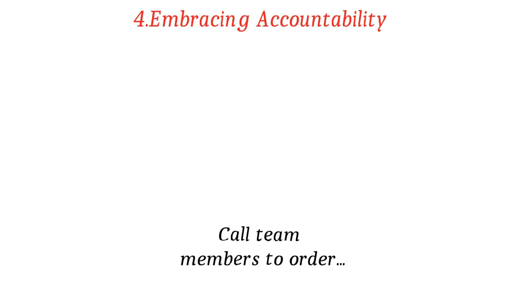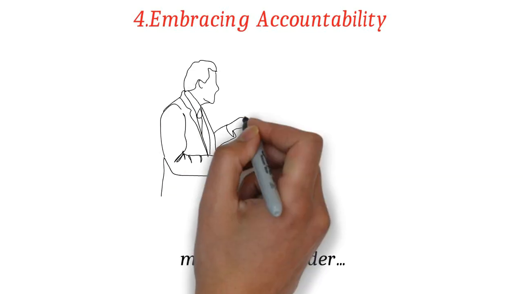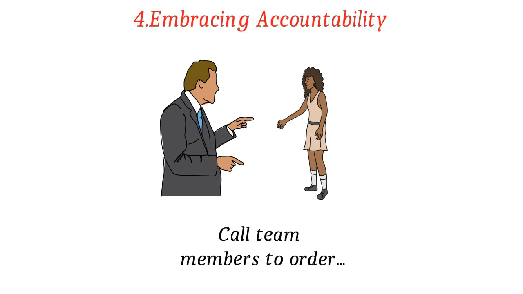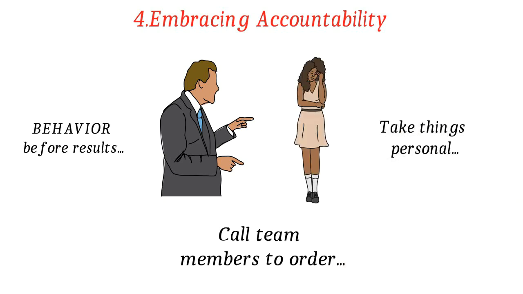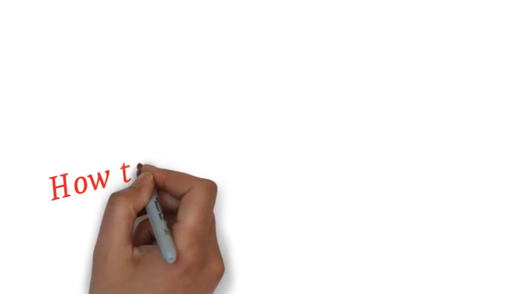Being accountable refers to the ability of team members to remind one another when they are not meeting the performance standards of the team. However, it's not easy to give people critical feedback, making accountability challenging. That's because it's focused on behavior before results, so there's a high chance of people taking things personally. How then do you promote accountability?